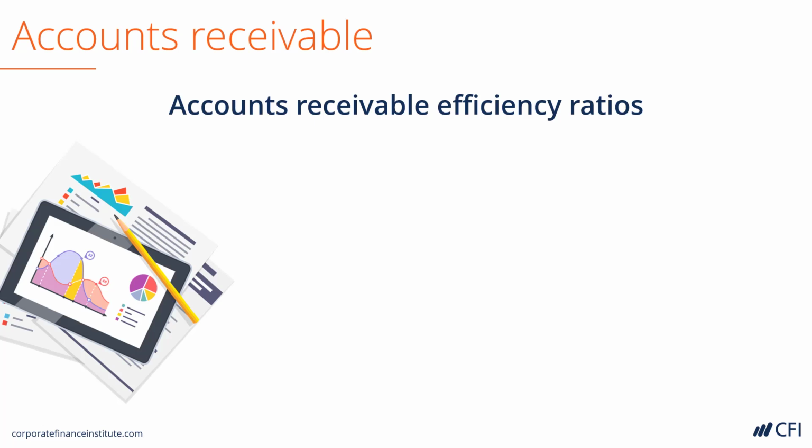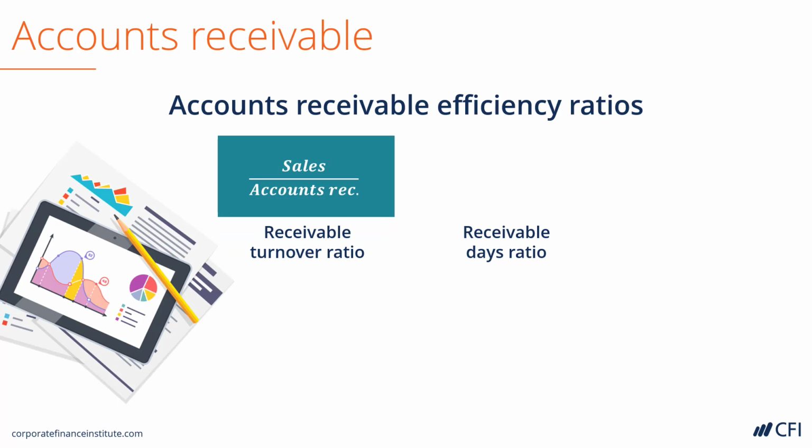There are two ratios related to accounts receivable efficiency: the accounts receivable turnover ratio and the accounts receivable days ratio. The receivable turnover ratio is calculated by taking revenue and dividing it by the accounts receivable ending balance or the accounts receivable average balance on the balance sheet.